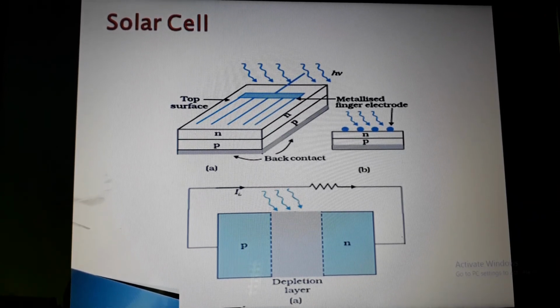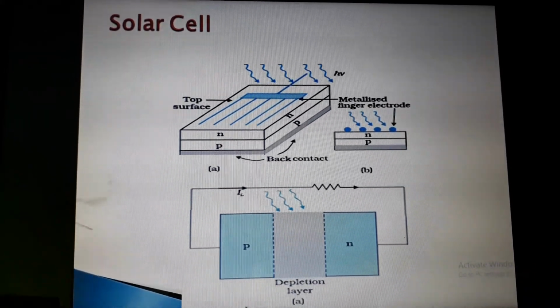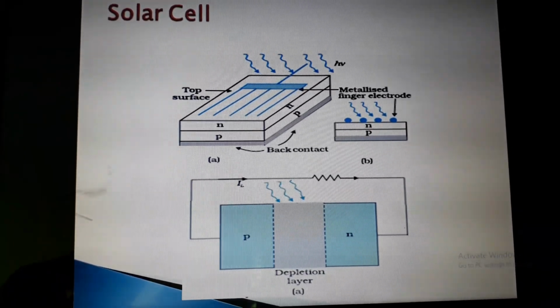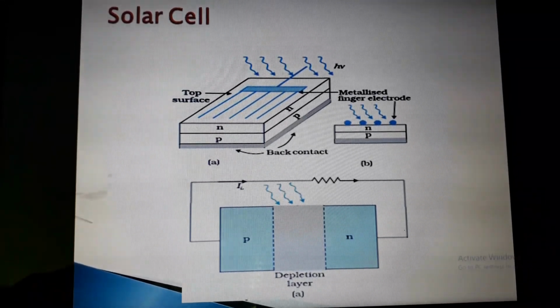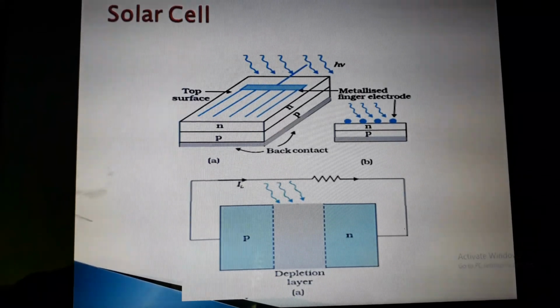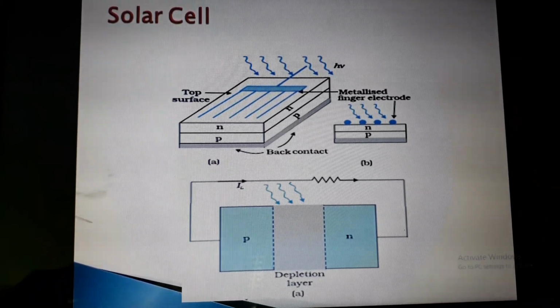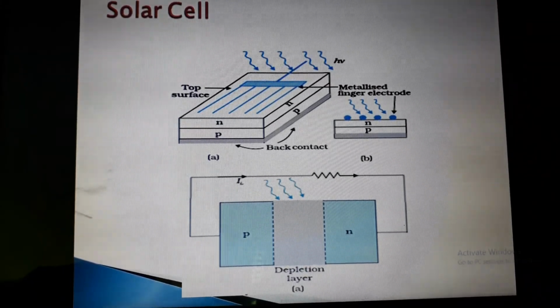The first process is electron hole pair generation. The second process is separation of electrons and holes due to the electric field of the depletion region. Then the third process is that the electrons reaching the N side are collected by the front contact, and the holes reaching the P side are collected by the back contact.